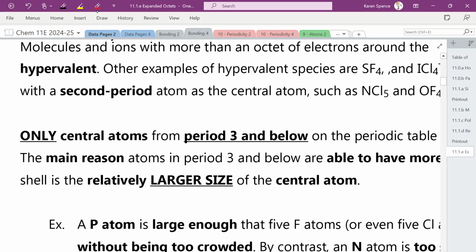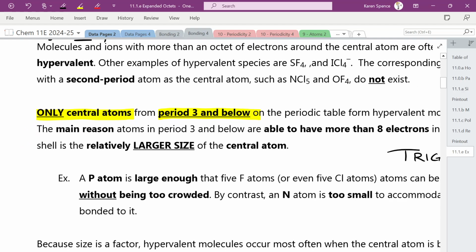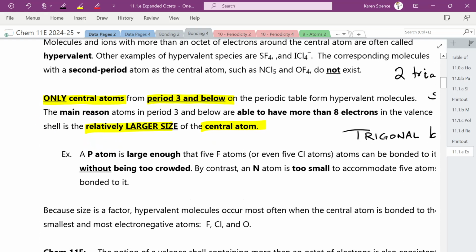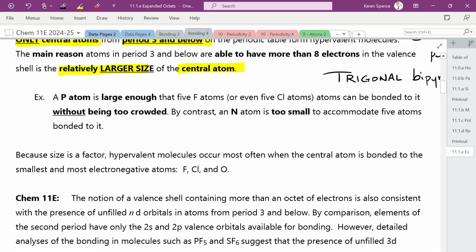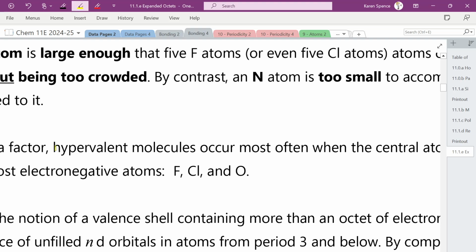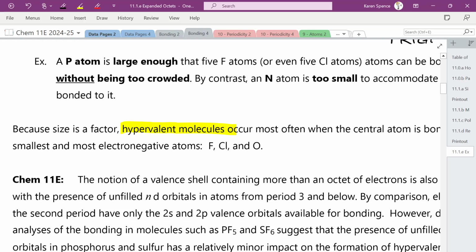But remember, it is only for central atoms, and it is only in period 3 and below where you can get these 5 or 6 electron pairs around them. And that's because they have a relatively larger size of the central atom. Nitrogen is too small to accommodate 5 atoms, but phosphorus, which is right below it, is big enough. Sometimes you will hear these referred to as hypervalent molecules. I don't exactly know why. Hyper means more, so maybe that's why.